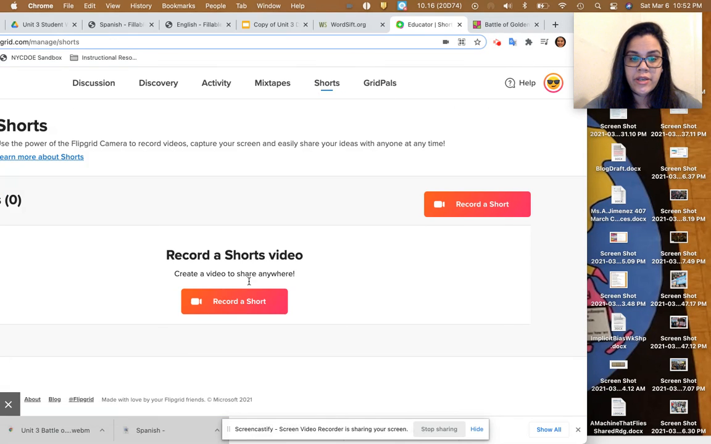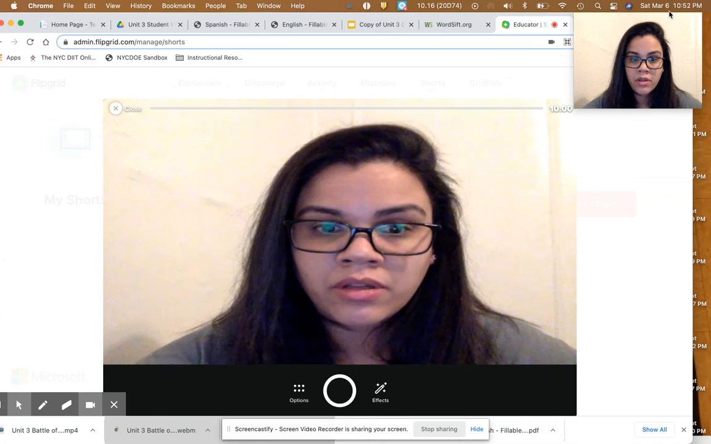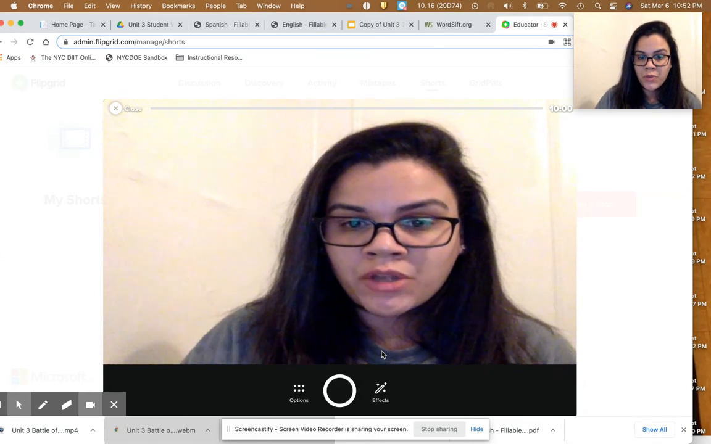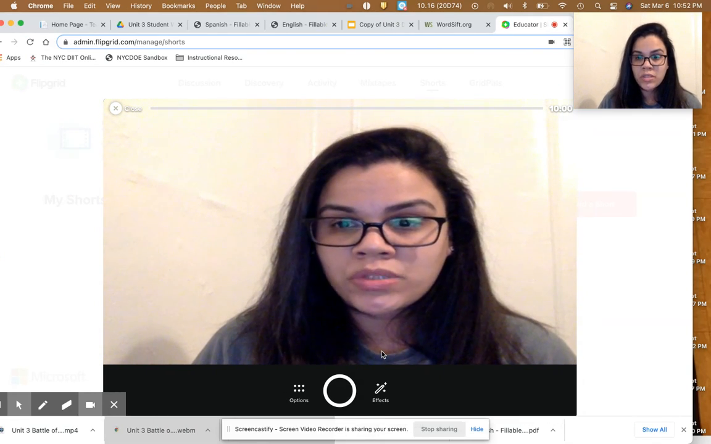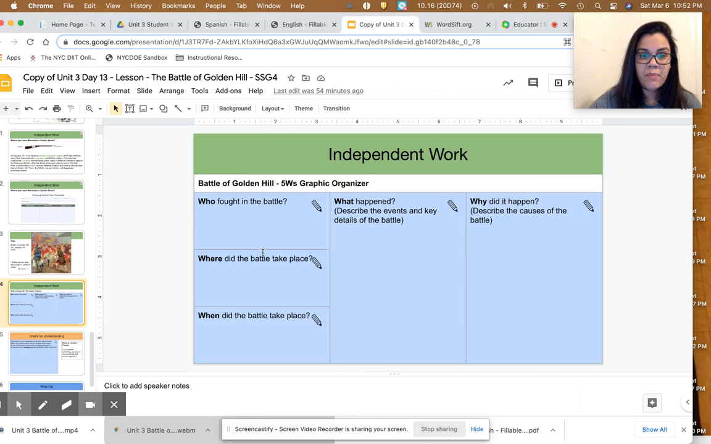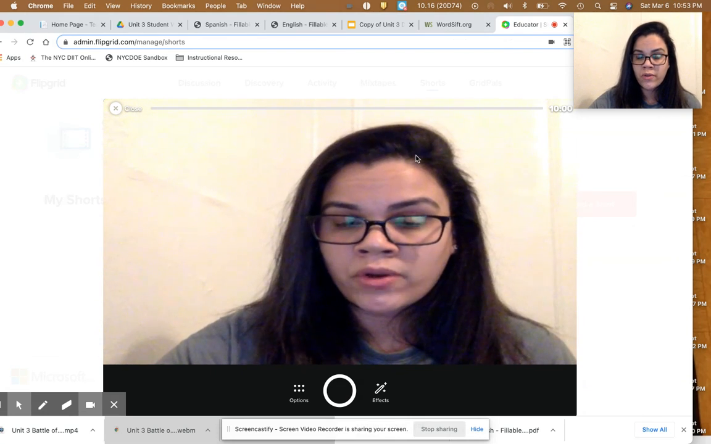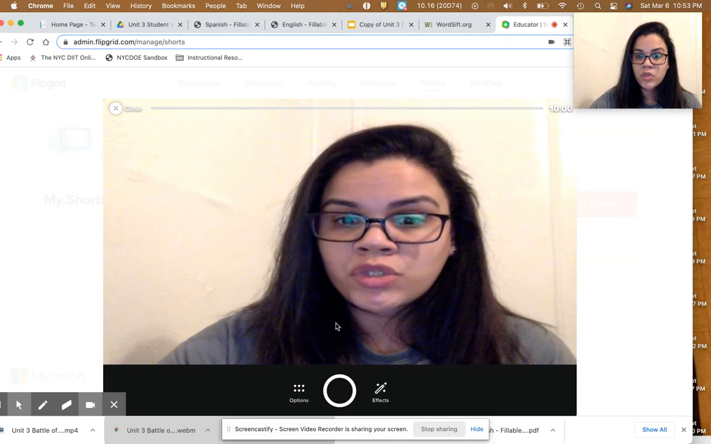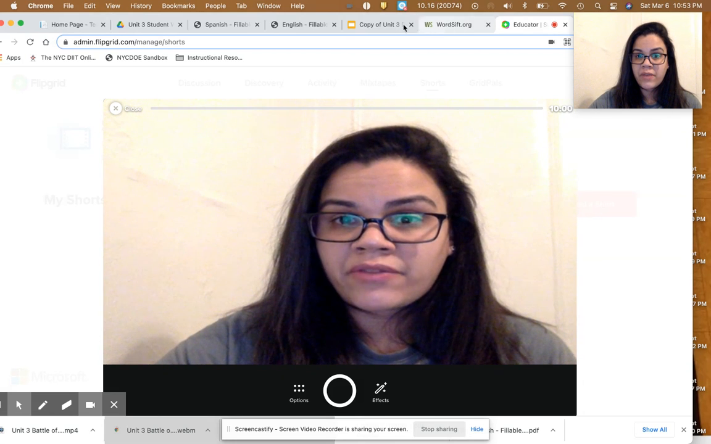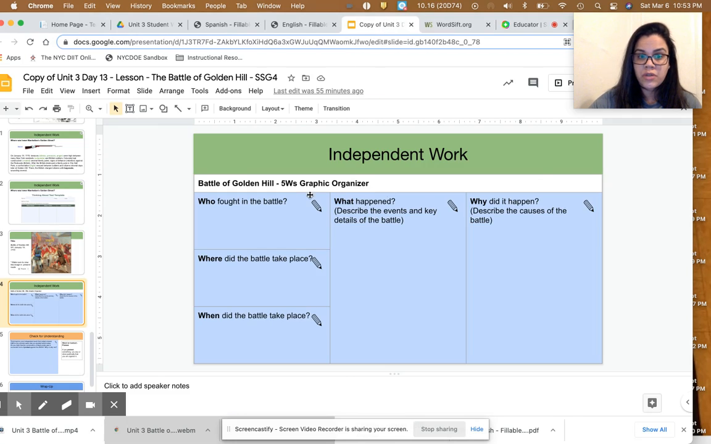And then on Shorts here, they can record themselves, almost like broadcasting the news of what happened during the Battle of Golden Hill using the 5 W's graphic organizer. So if students prefer, they could take notes here to organize their thoughts, but if they don't want to write down their news story, they can use Flipgrid to record the events that happened during the Battle of Golden Hill.